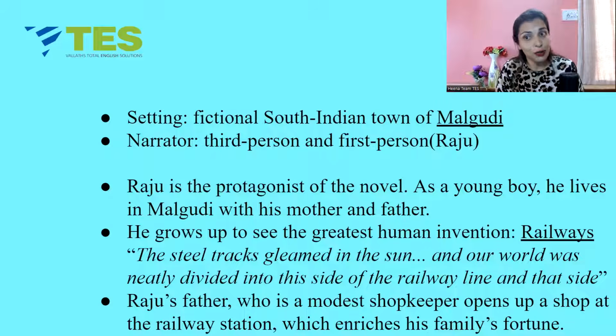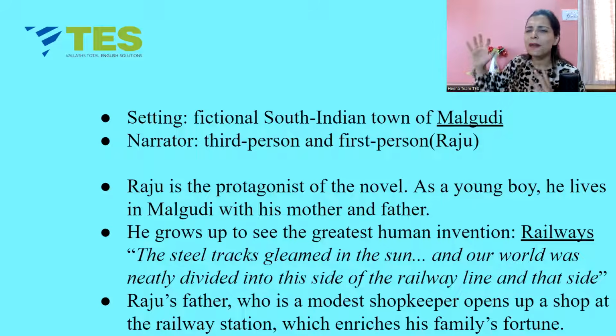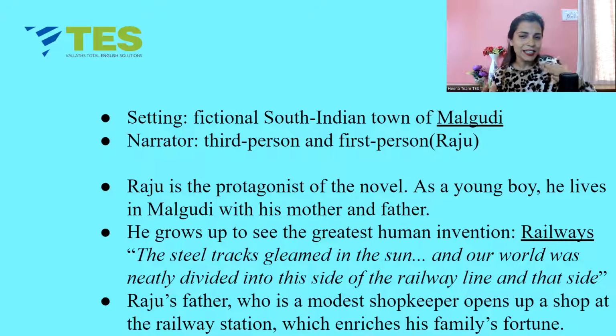Raju is the protagonist of the novel. As a young boy, he lives in Malgudi with his mother and father. He grows up to see the greatest human invention. And what is it? Railways. Listen to these quotes from the book. The steel tracks gleamed in the sun, and our world was neatly divided into this side of the railway line and that side.